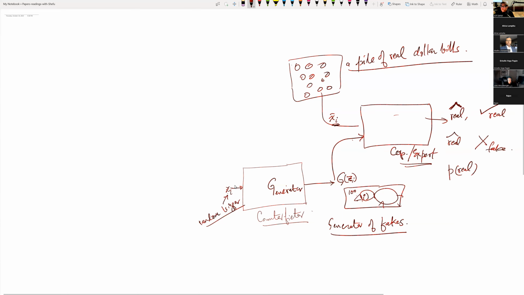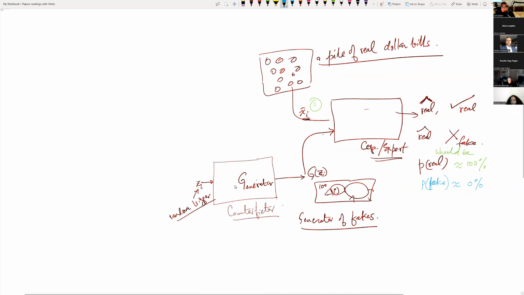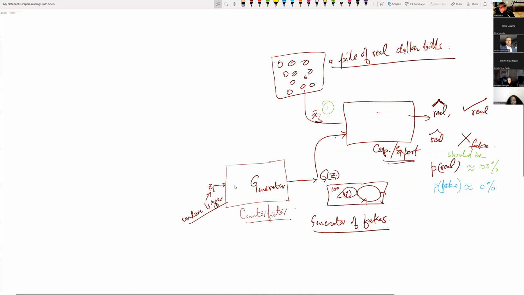So what should happen? For case one, the probability of real should be close to 100%. This is the should-be part. And if the expert has learned, then the probability it should assign to a fake bill should be approximately 0%. Does that look like common sense, guys? A good expert should do that. There's always an element of lack of surety to it, but it should do that.